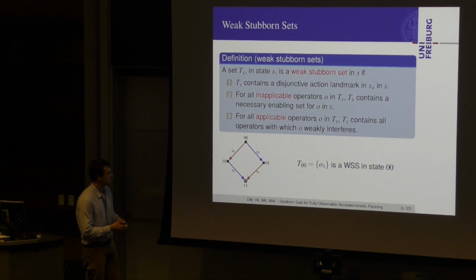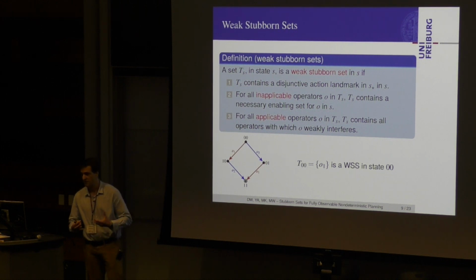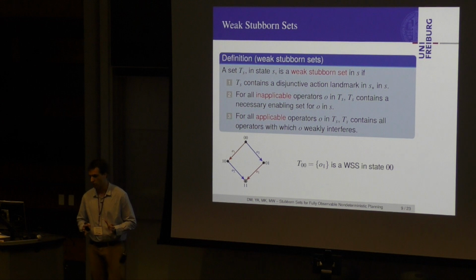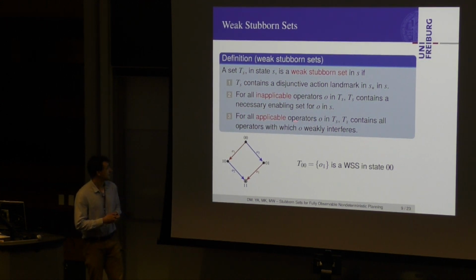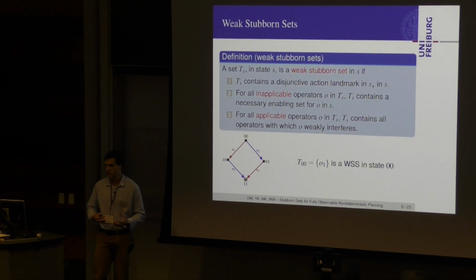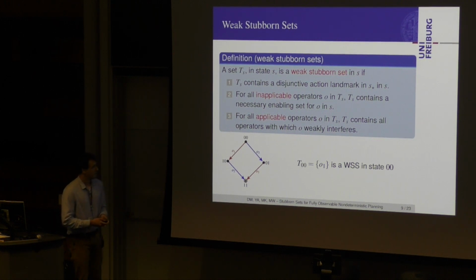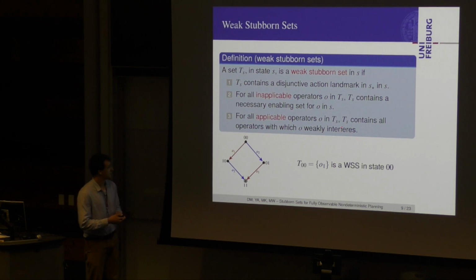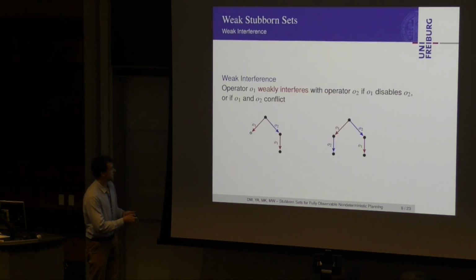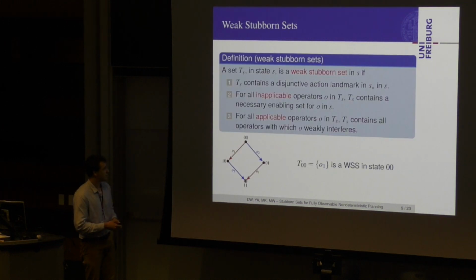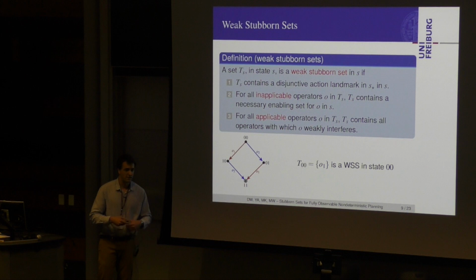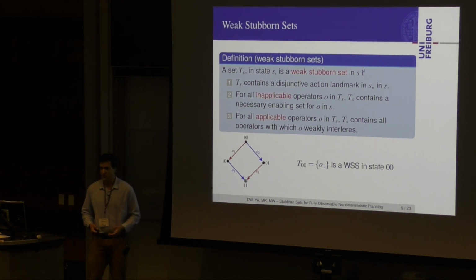We include a disjunctive action landmark. The intuition behind that is to still have a goal-directed search. And the second condition takes care of the inapplicable operators and adds a necessary enabling set for them in order not to lose track of all the possibilities that arise by the currently inapplicable operators. And the third condition is that if two operators are applicable, we have exactly this situation, and if that happens, we have to care for that and add the operator to the stubborn set as well in order to consider the order.